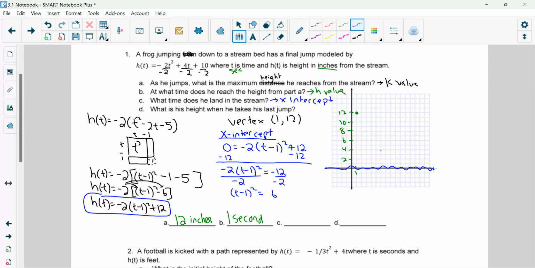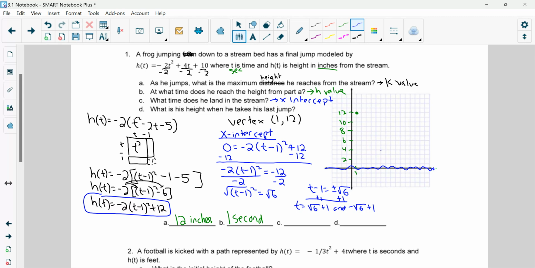And then we can undo the square with a square root. Just don't forget, when you take a square root, you need to do plus or minus. So I'm going to have t minus 1 equals plus or minus the square root of 6. And then I would add 1. So I would get t equals the square root of 6 plus 1, and also negative square root of 6 plus 1.